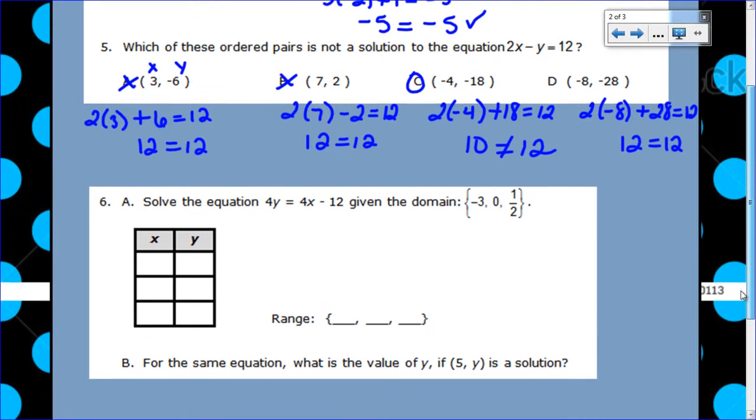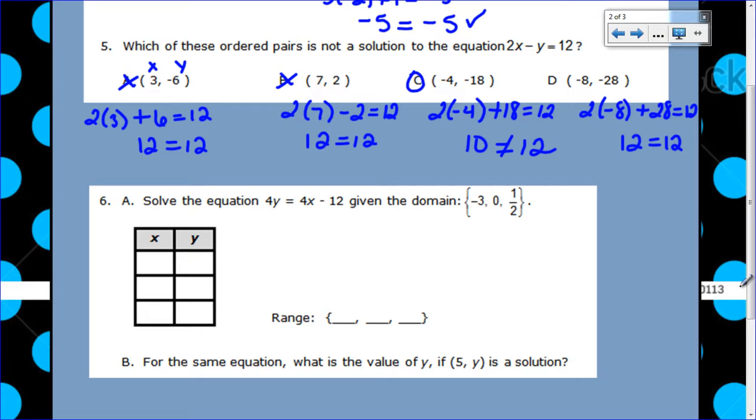So number 6 here says, A, solve the equation 4y equals 4x minus 12 given the domain. And they tell you the domain is negative 3, 0, and 1/2. Remember, domain is x. So they're giving me 3 x values. So I'm going to have to solve this problem 3 times. Or I could do it once and use my calculator. So what I'm going to do, I'm going to use my calculator.